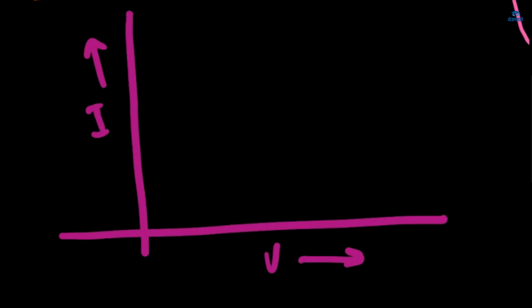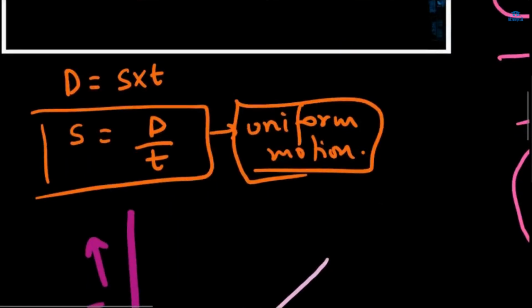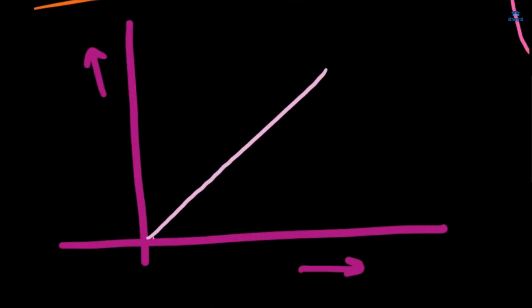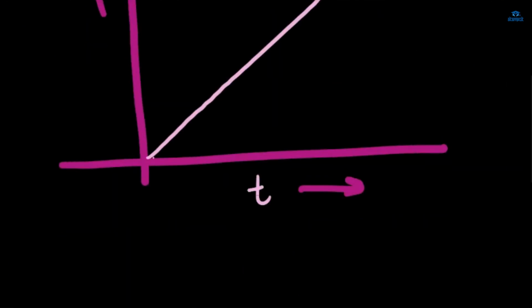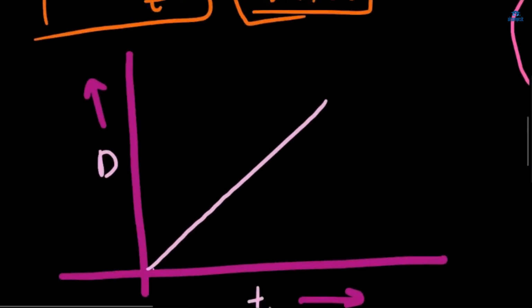Tell me, Rudra, how will the graph look like in a uniform motion? Straight line. Straight line, like this? No, no. From zero, from origin. This will be our uniform motion. Sorry, why have I written VI? We are making the distance-time graph. This will be our time and this is the distance. Okay, this is the distance-time graph.